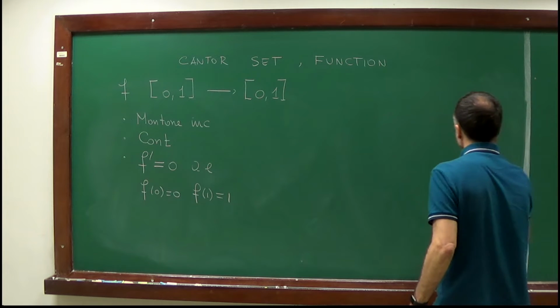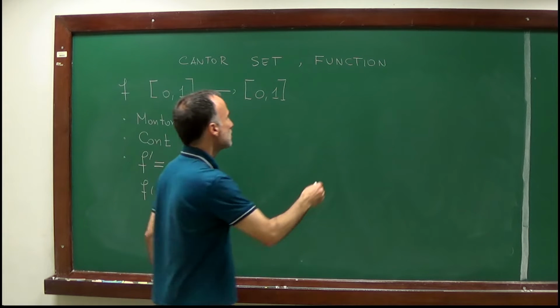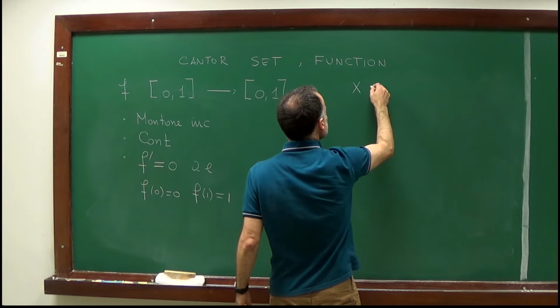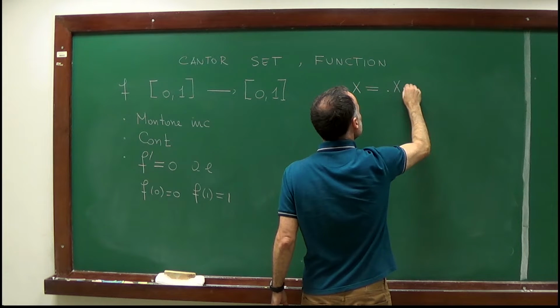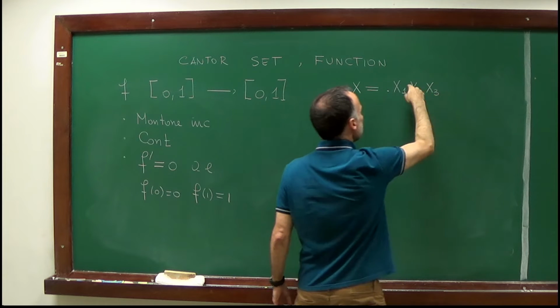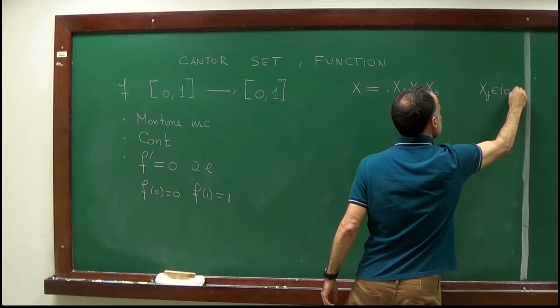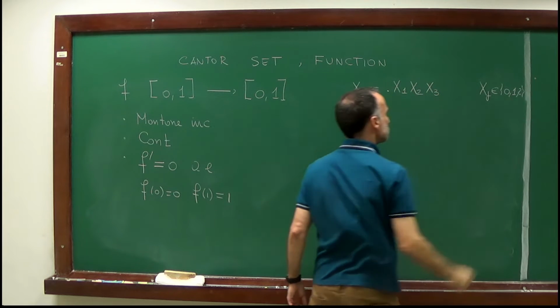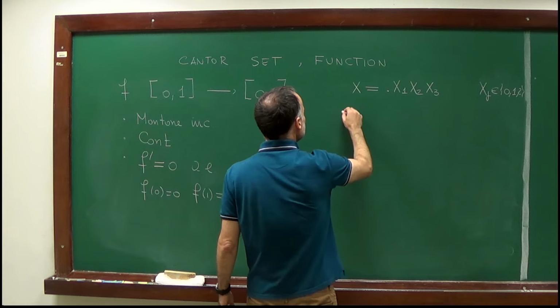And for that, I will use again the expansion of a number in base 3. So remember, I have x, which is 0.x1 x2 x3 and so on, where each of these xj belongs to {0, 1, 2}. Given that point, let me define nx.